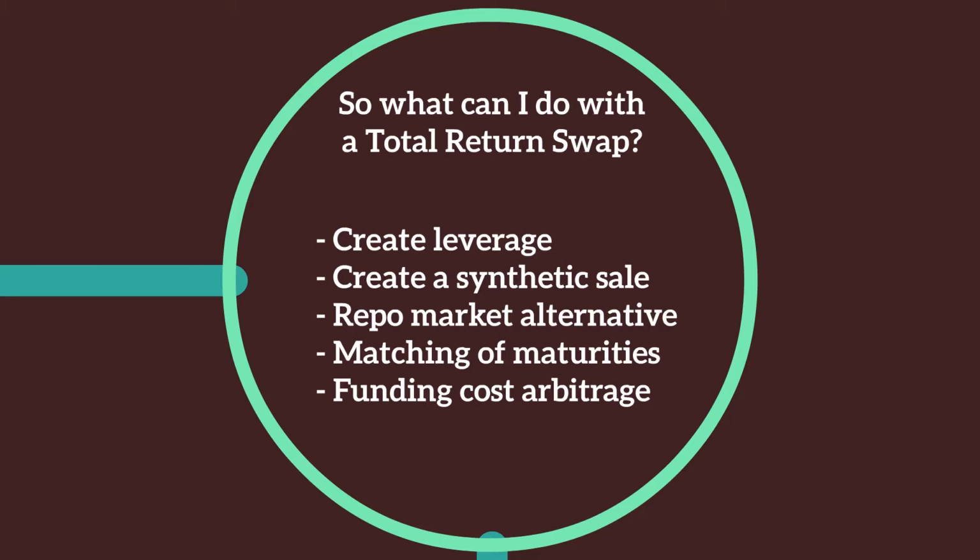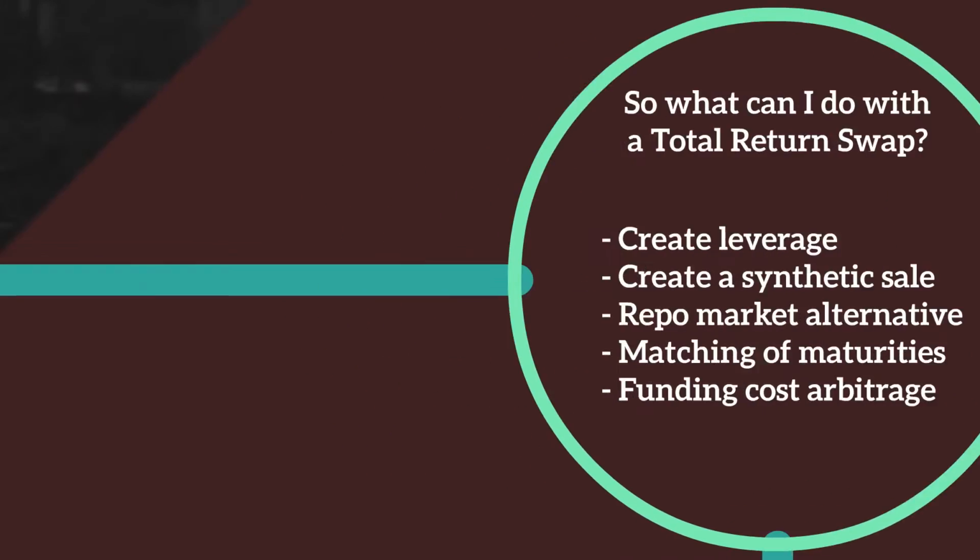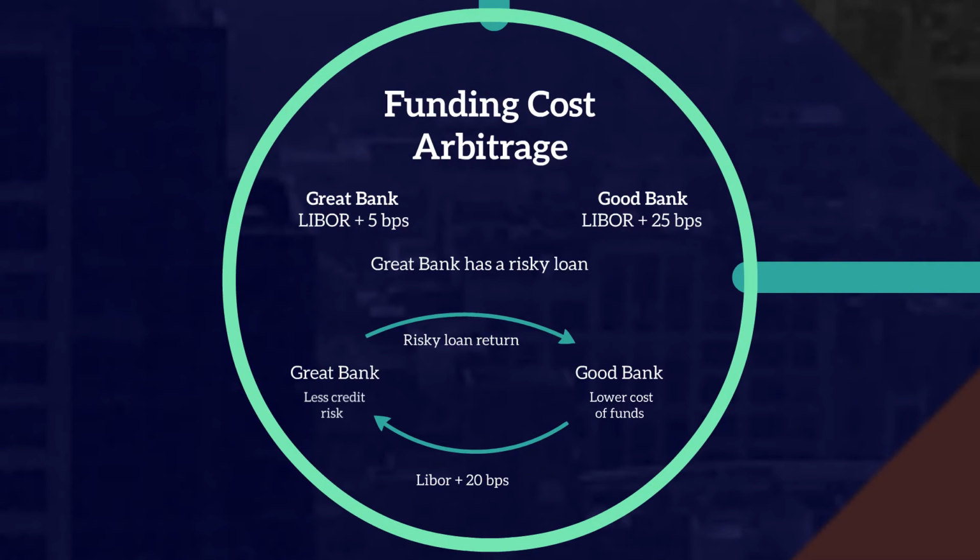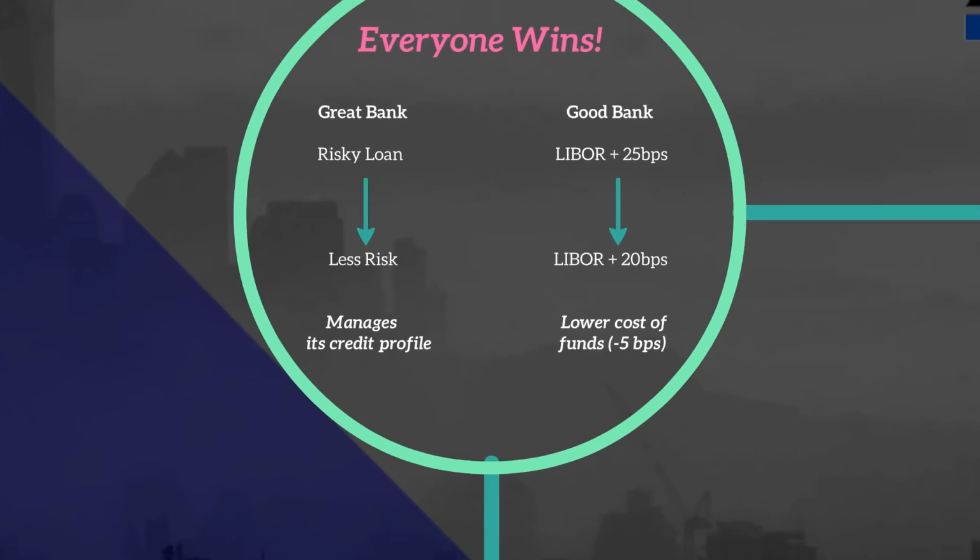And then we have something called a funding cost arbitrage, which is best explained through an example. We have Great Bank with a cost of funds of LIBOR plus 5 basis points, and Good Bank with a cost of funds of LIBOR plus 25 basis points. Now, Great Bank has a risky loan on its books that it wants to lay off, and Good Bank wants exposure to that and at the same time lower its cost of funds. And both of them can get what they want if they go through the exchange of a total return swap.